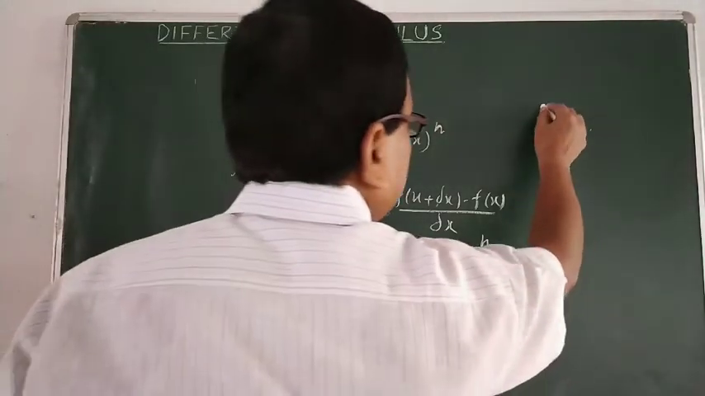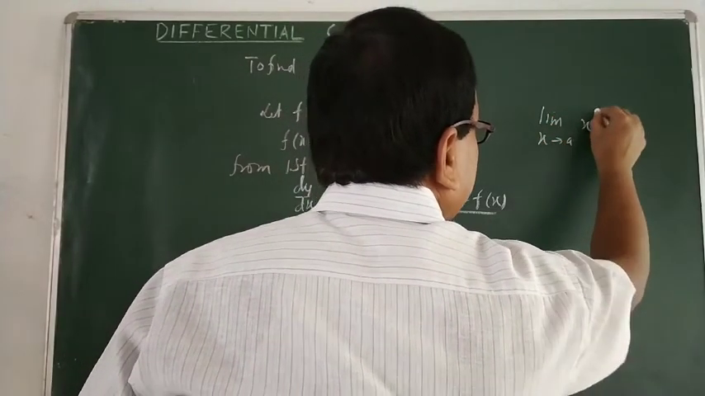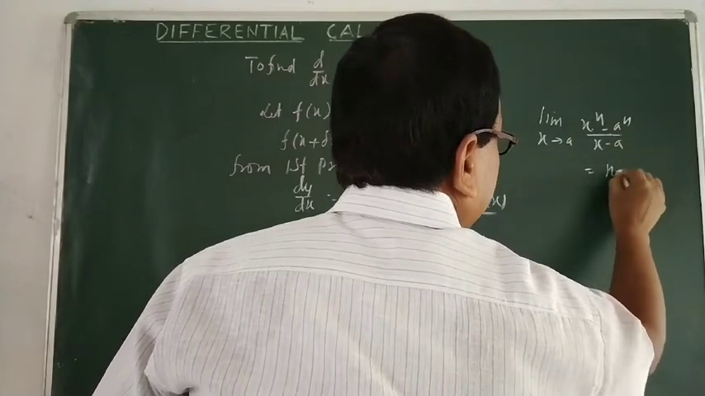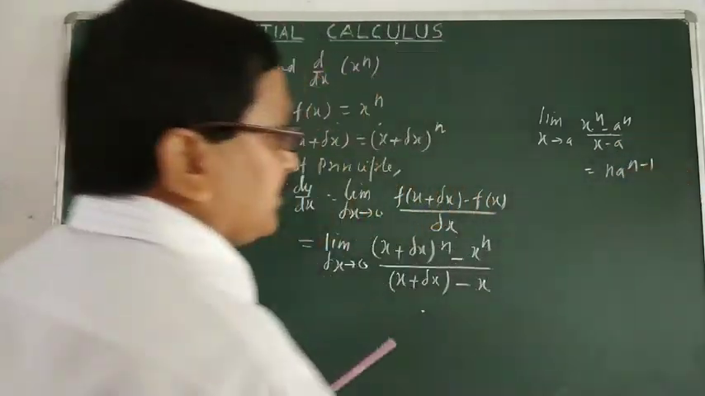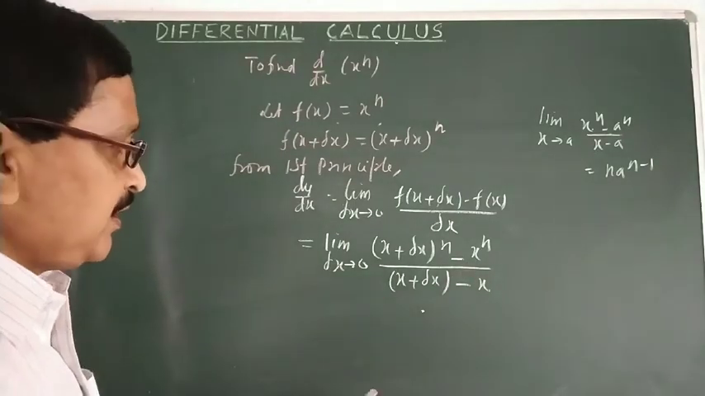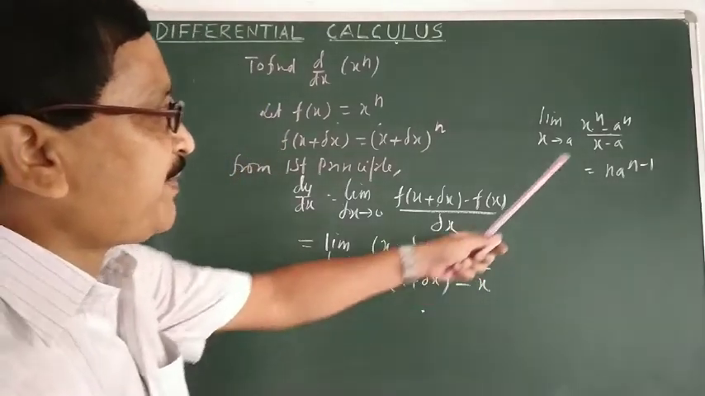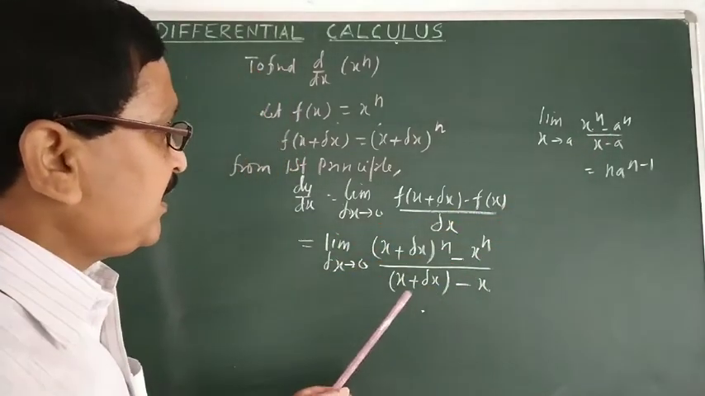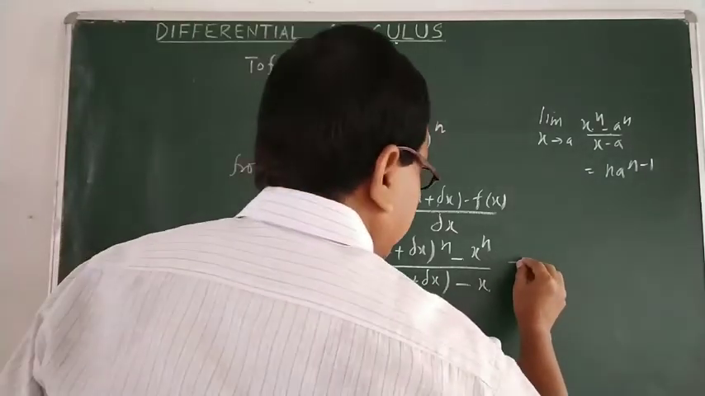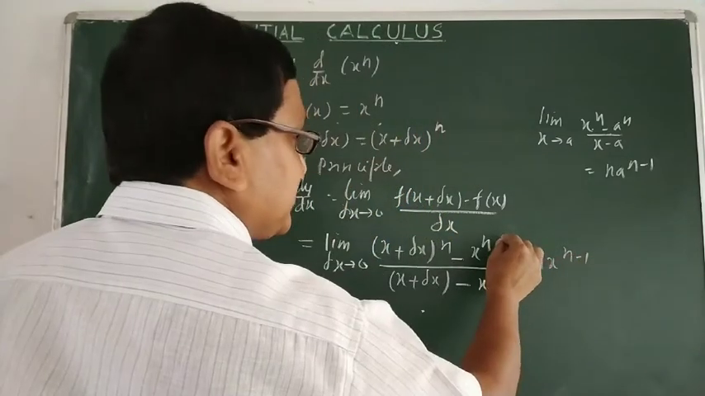Now we use the formula of limit x tends to a, (x^n minus a^n) upon (x minus a), which is n a^(n minus 1). This is the limit formula. The same limit formula I am going to use here. Now in place of x, (x plus delta x) is given, in place of a, x is given. So the answer is n x^(n minus 1) according to this.